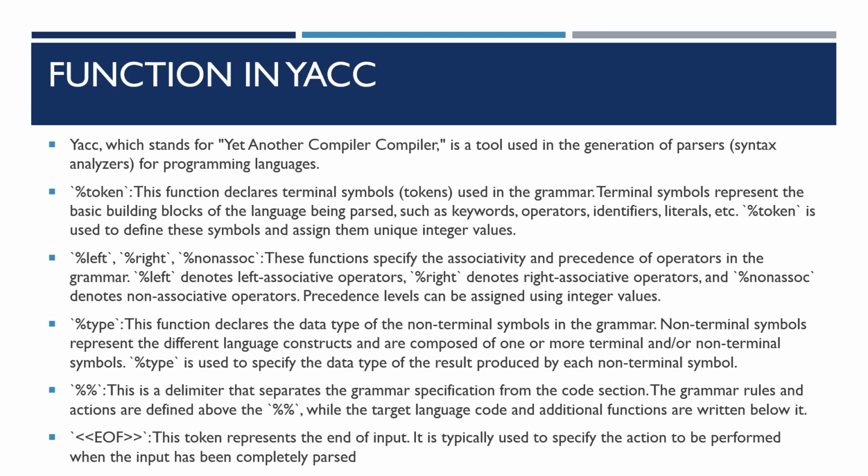So next are the left, right, and nonassoc functions. These functions specify the associativity and precedence of operators in the grammar. Left denotes left associative operators, right denotes right associative operators, and nonassoc denotes non-associative operators. Precedence levels can be assigned using integer values.